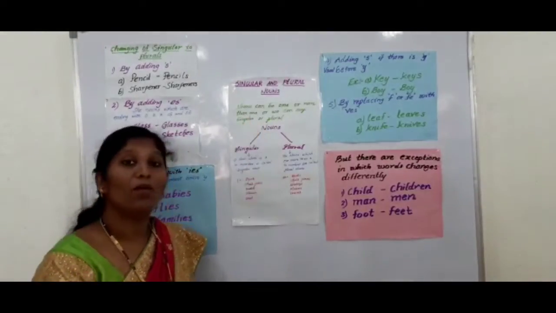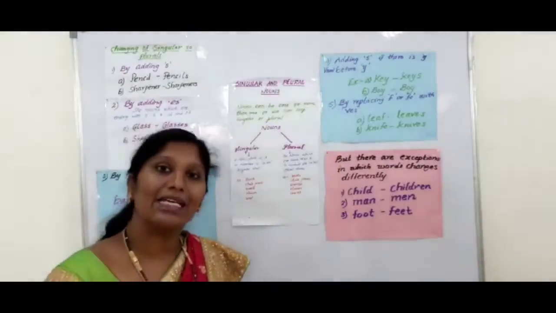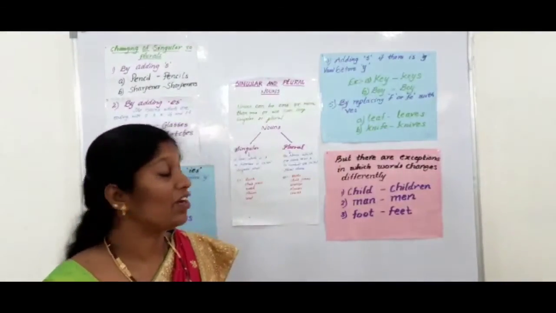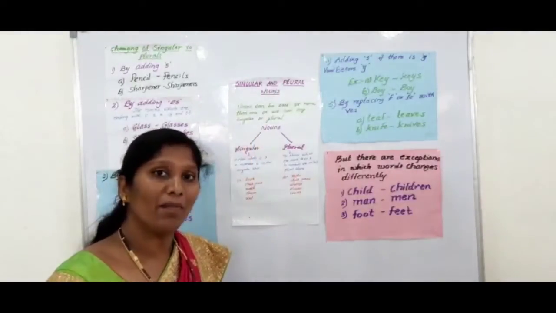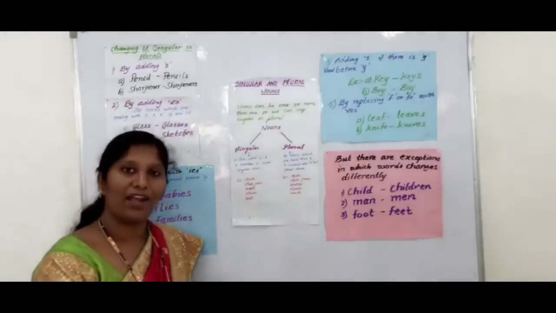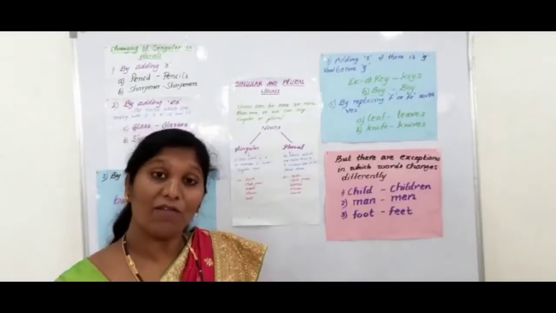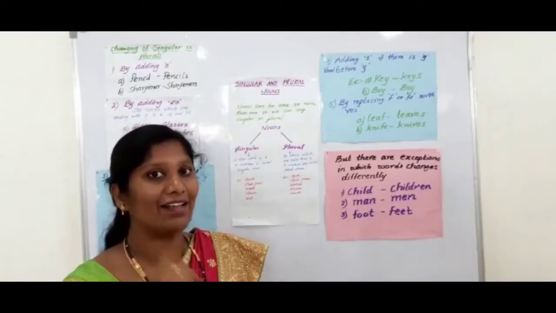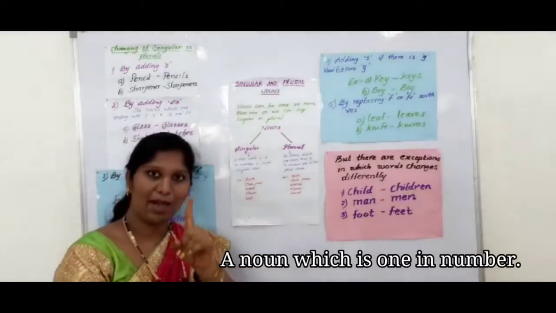Nouns can be one or more than one, or we can say singular or plural. So, nouns can be divided into two. They are singular form and plural form. That is singular nouns and plural nouns. Okay, now let us see what is a singular noun. The word itself says it. So a noun which is one in number.